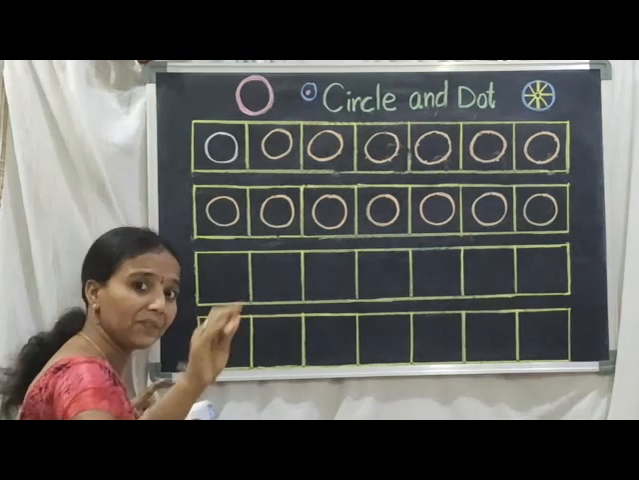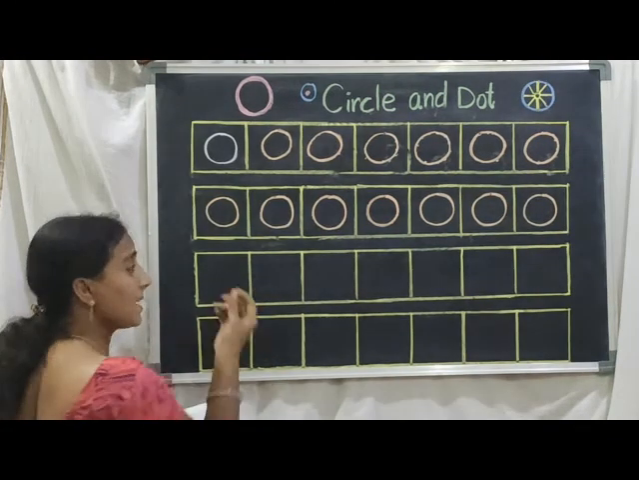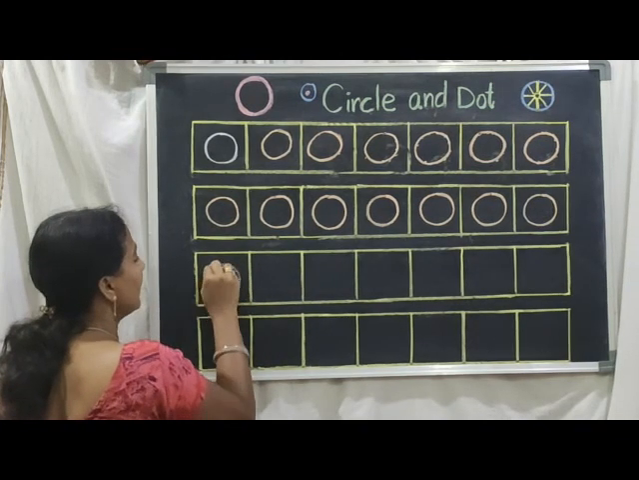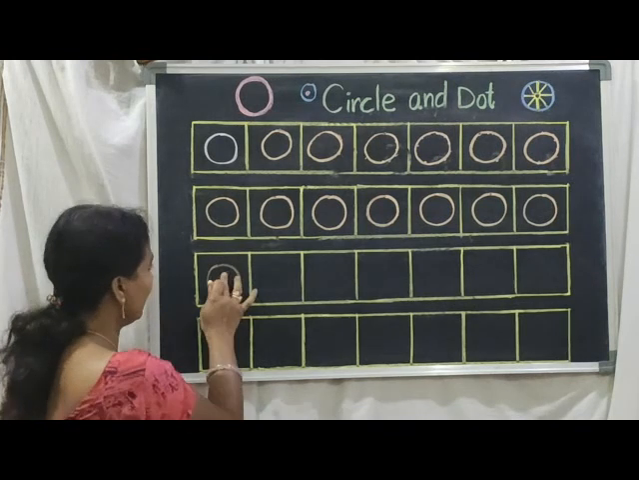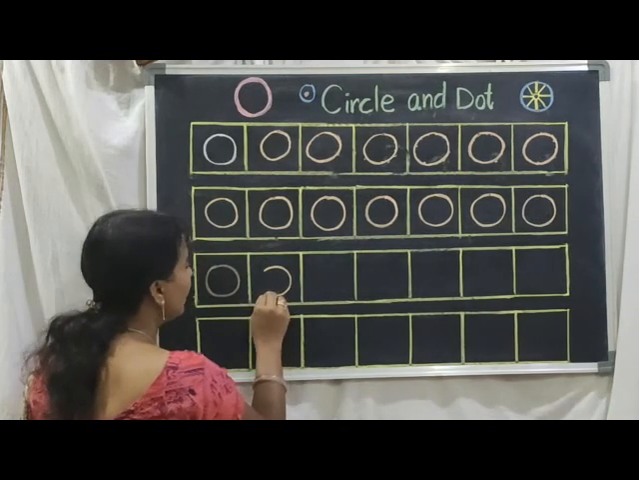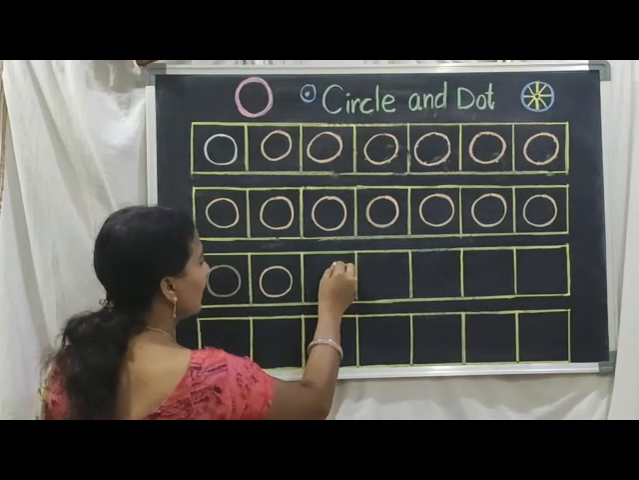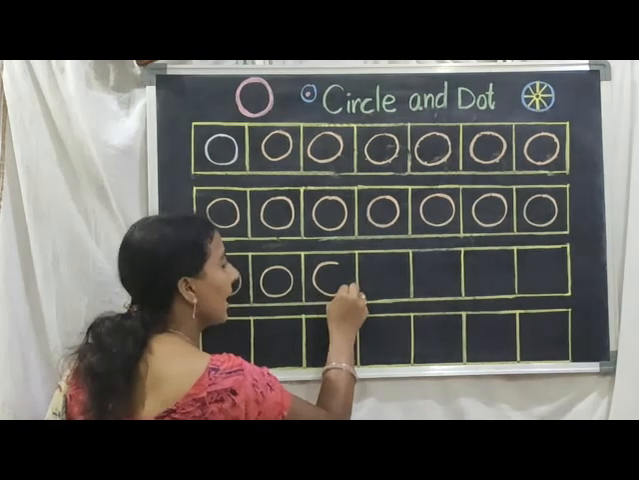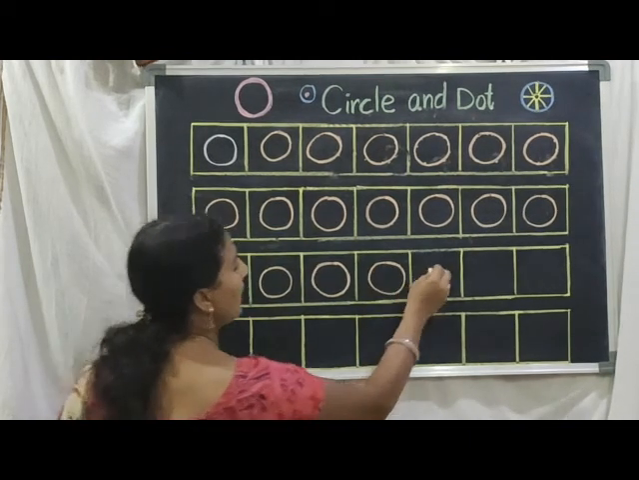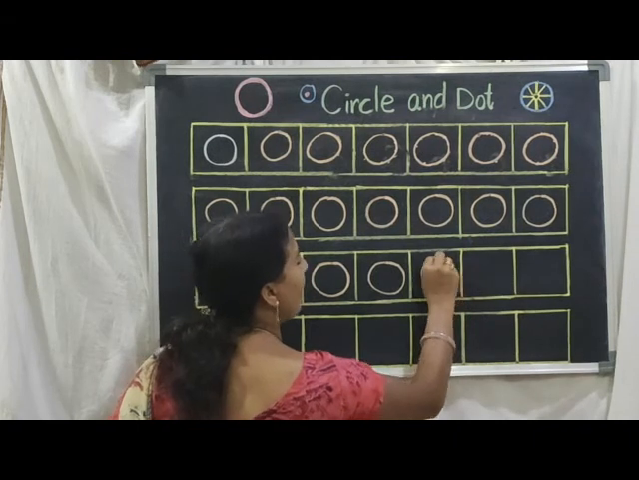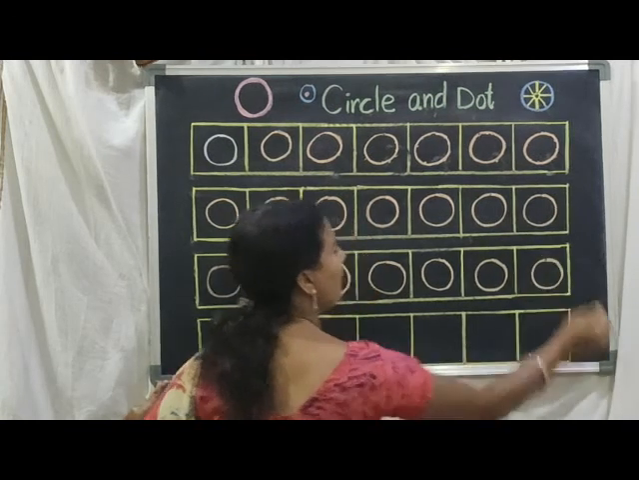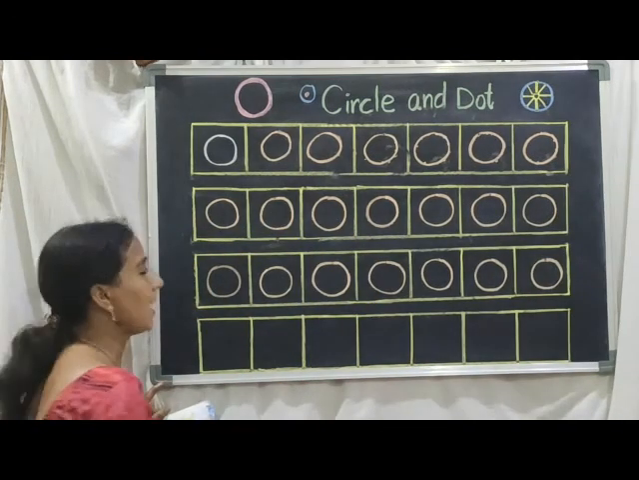If you are writing left curve and right curve, what will become? We will see now. Left curve, then again right curve. Yes, it becomes a circle. Left curve, then right curve. But you should write like this only. Right curve, left curve. Circle, circle, circle, circle, circle. Yes, this line too is completed.